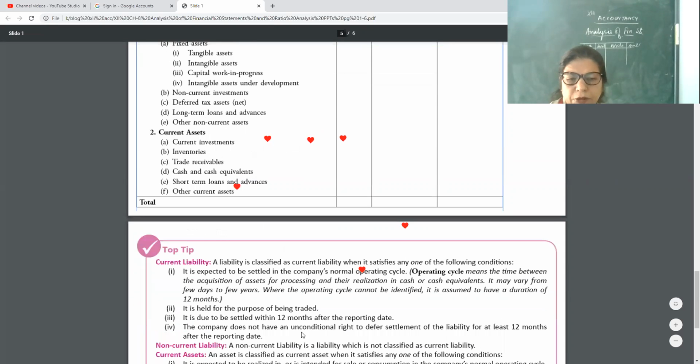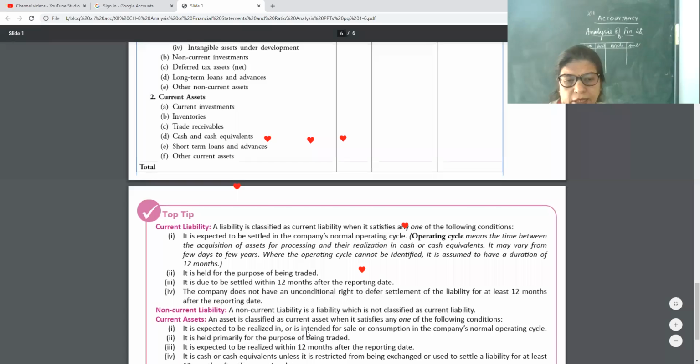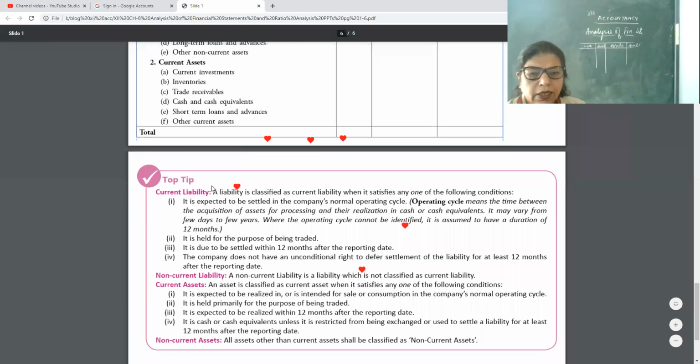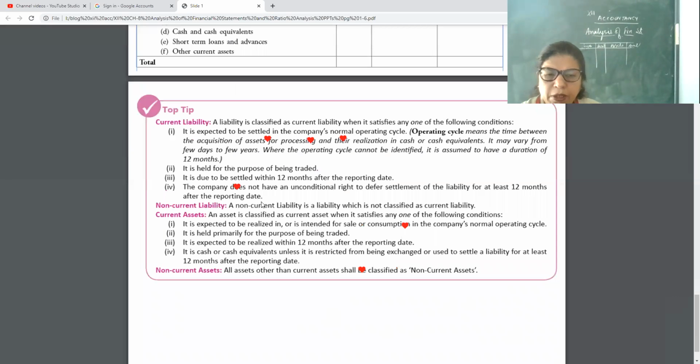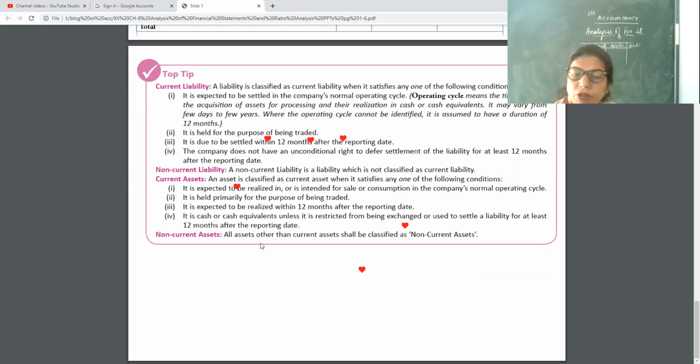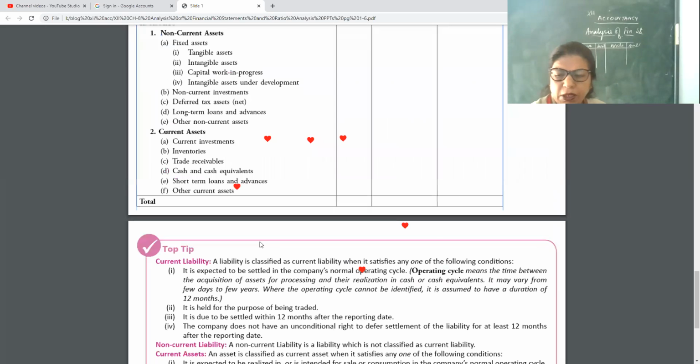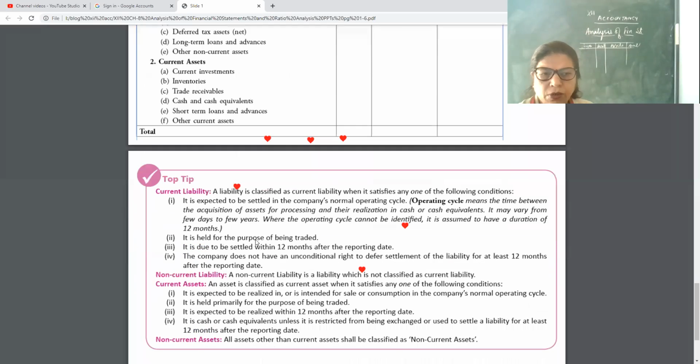Now, one by one, what is current liability? In short, you can write: current liability is the liability which can be settled in the normal operating cycle or within 12 months. That's why it is known as current liability. What is non-current liability? Non-current liabilities are those liabilities which are not to be settled within 1 year. Please note it down one by one.